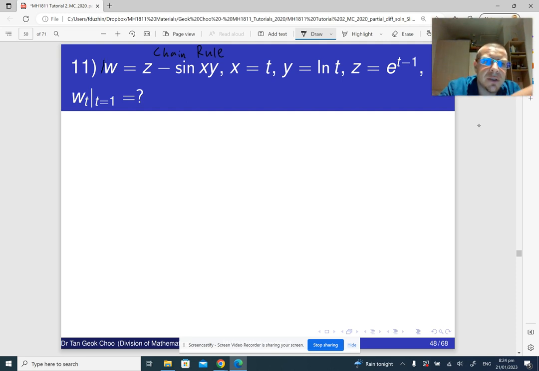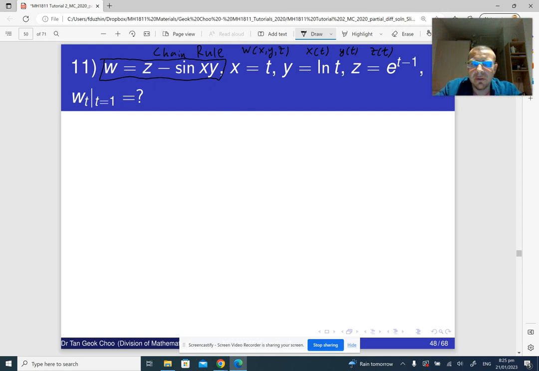Here W is a function of X, Y, and Z. In turn, X is a function of T, Y is a function of T, and Z is also a function of T. Which means that if we substitute the expressions for X, Y, and Z in terms of T back into W, then W becomes a function of T.